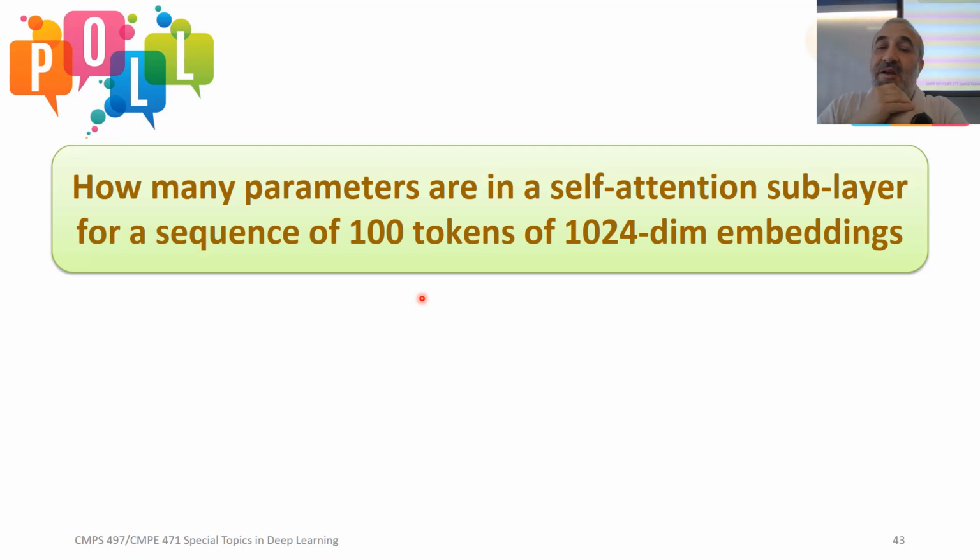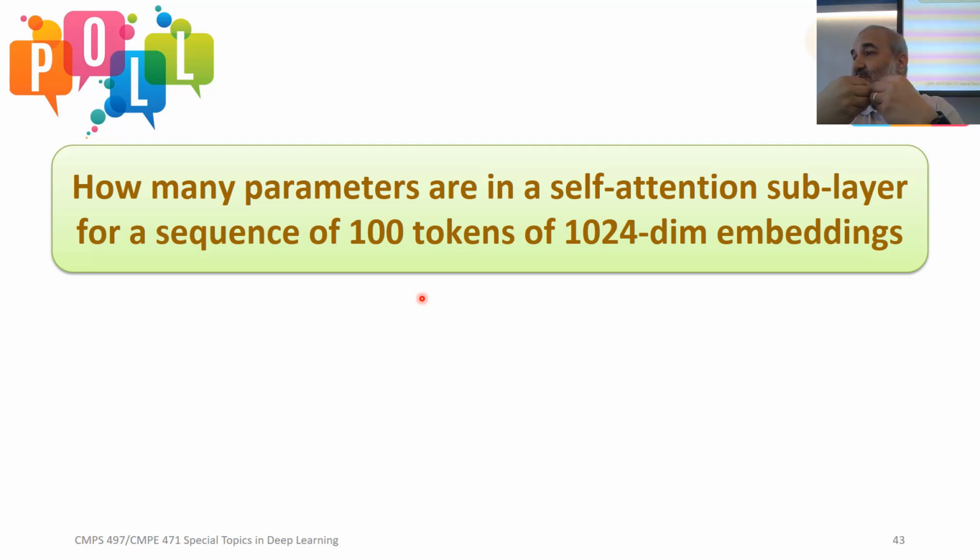Fine. How many parameters are in a self-attention sublayer for a sequence of 100 tokens of 1024 dimension embeddings? So we are talking about the self-attention sublayer that we studied so far. We have a sequence of 100 tokens, 100 words. Each token or word is represented by an embedding vector of length 1024. How many parameters do we have? What are the parameters?